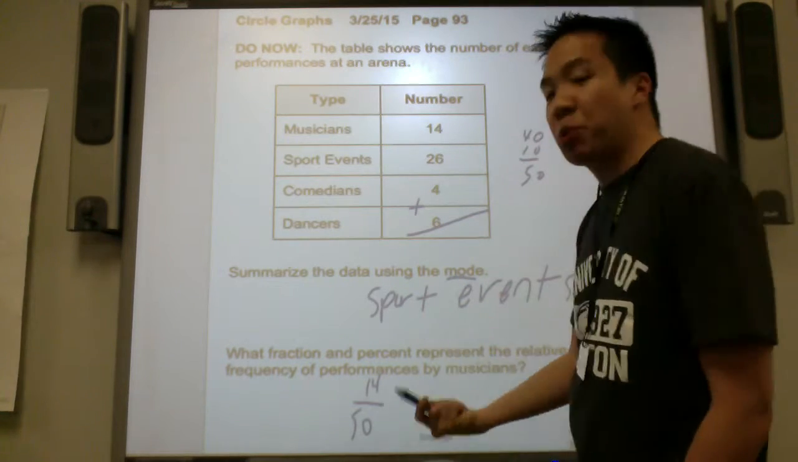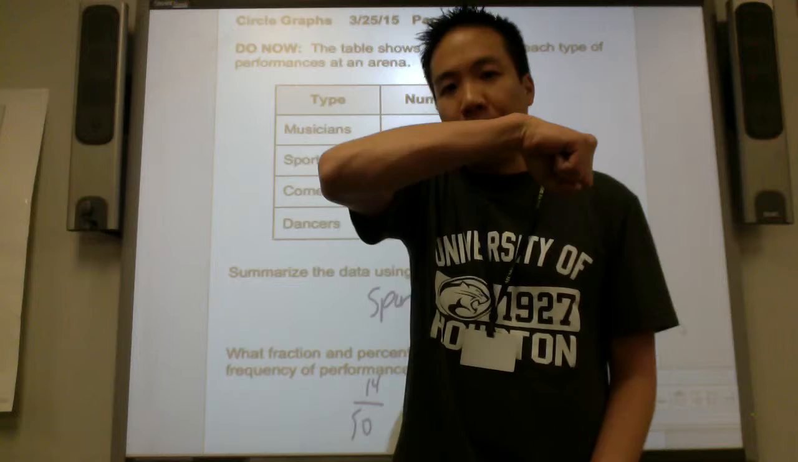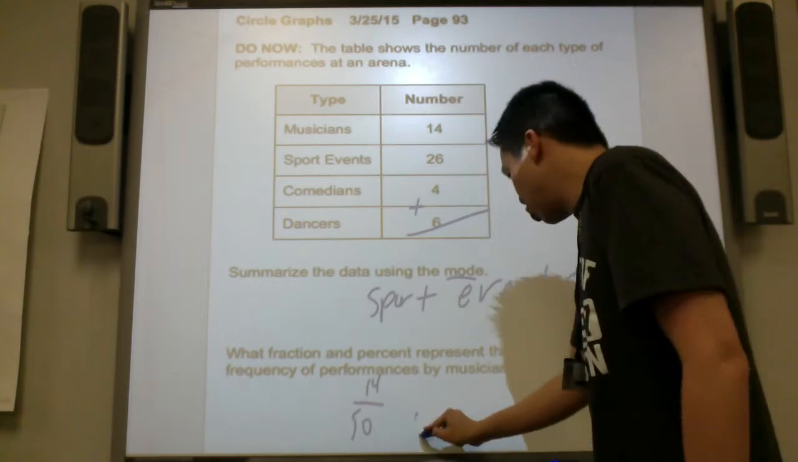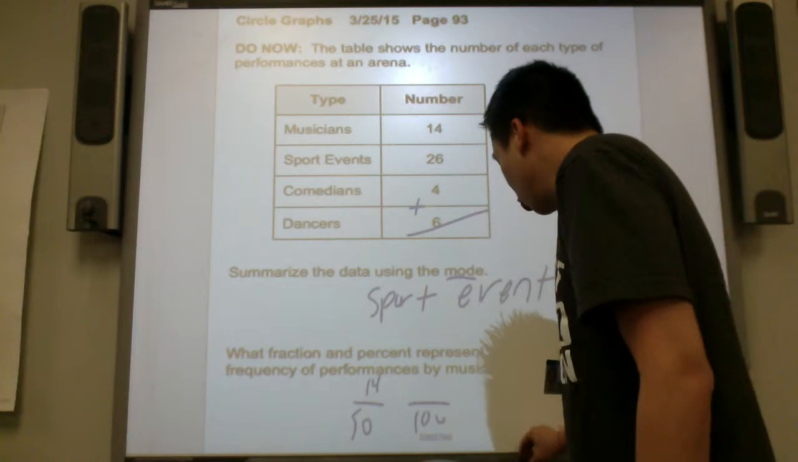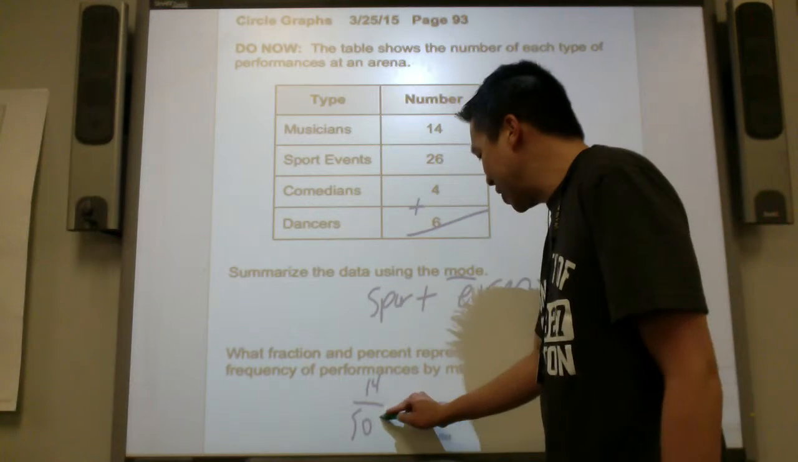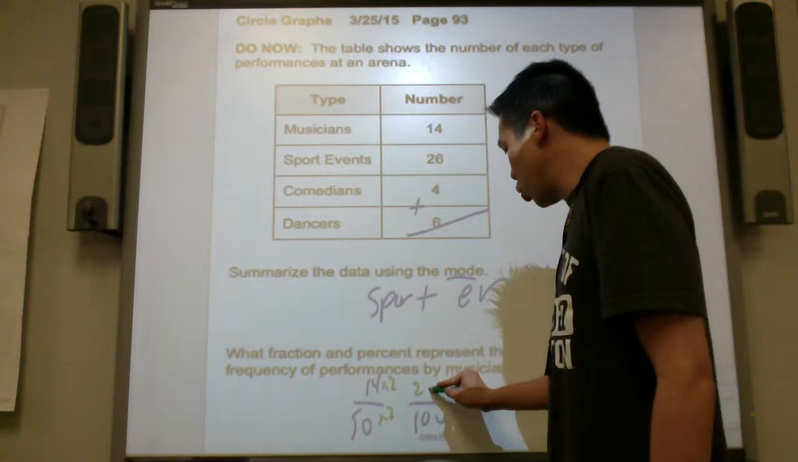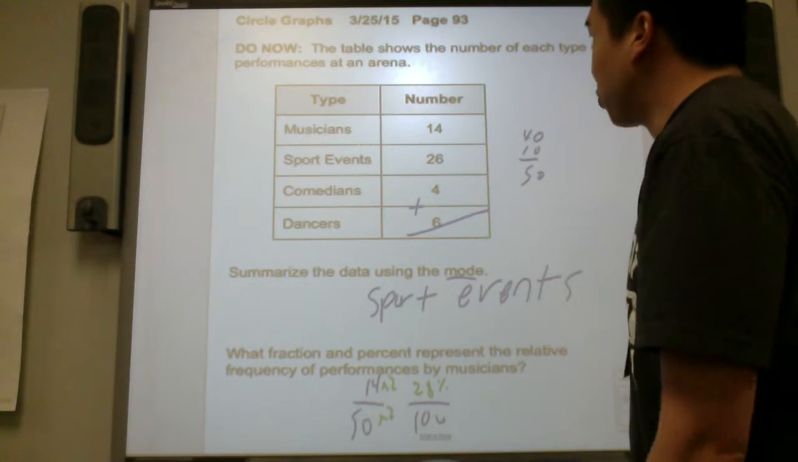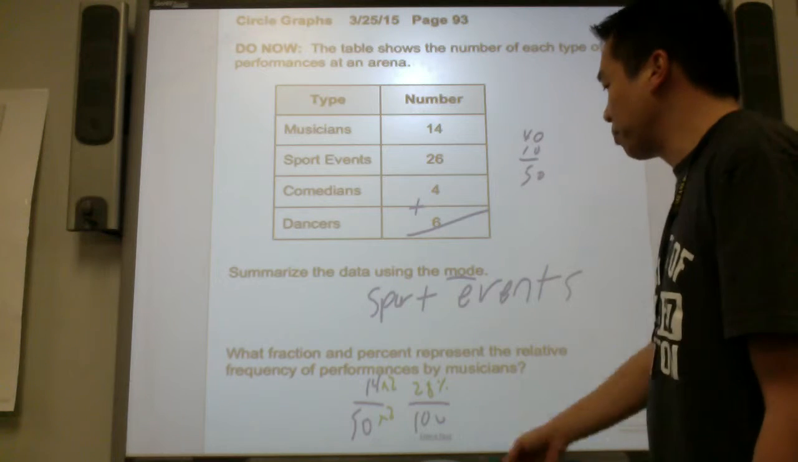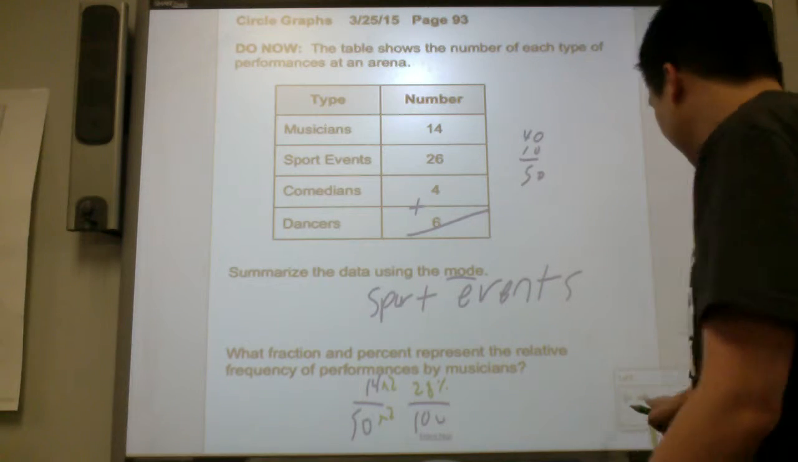So what percent is that? What is the percent again? Per 100. So how do you turn 50 into 100? You multiply, you build it up by 2. So it's 28%. So 28% of the performances at an arena are done by musicians.